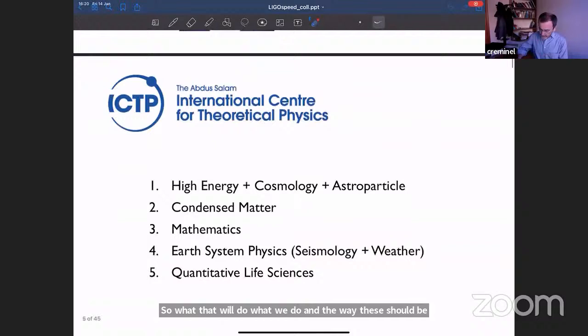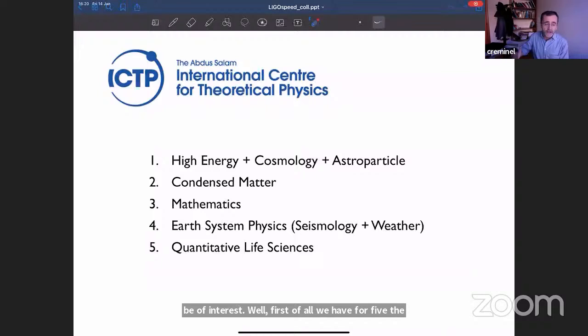So what do we do and why should this be of interest? Well, first of all, we have five different research sections. One is the high energy one, more properly high energy cosmology and astroparticle physics. There is a condensed matter section. There is a mathematics section. There is a section which works on seismology and weather. And then there is a new, recent one, which is basically working on quantitative biology. It's called quantitative life sciences. So these are five directions in which we work, plus some additional small activity.